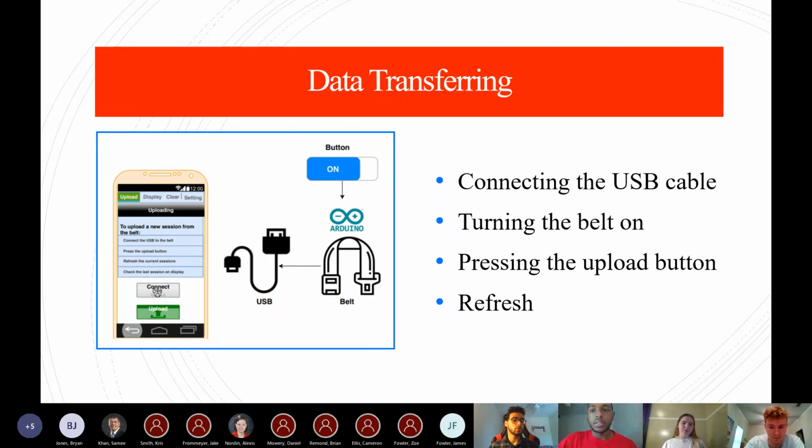Now to start packaging data to the application, the user needs to click on the upload button and start packaging data. To view all the data of that specific session that I just uploaded, the user just needs to refresh the main page and display the data.